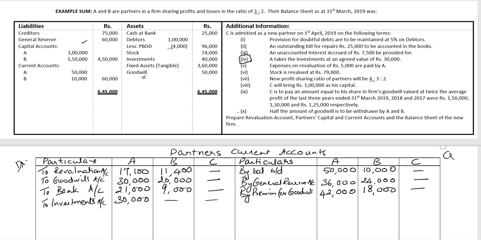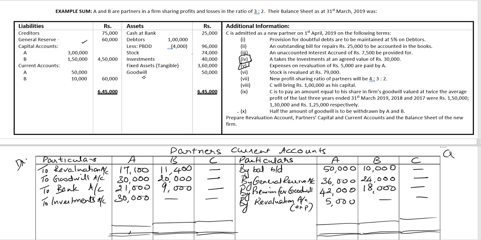And finally, the 5th point, expenses on revaluation of rupees 5,000 are paid by A. So it was revaluation account debit to A's current account. So we have for the expenses on revaluation, by revaluation account for the expenses, rupees 5,000 against partner A. We've completed the partners' capital and current accounts. We'll balance this.